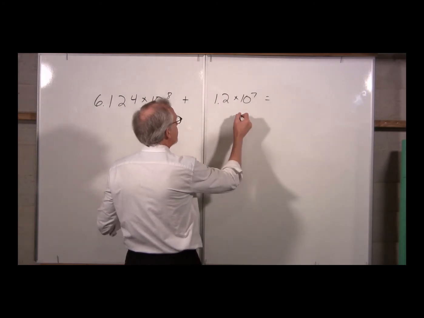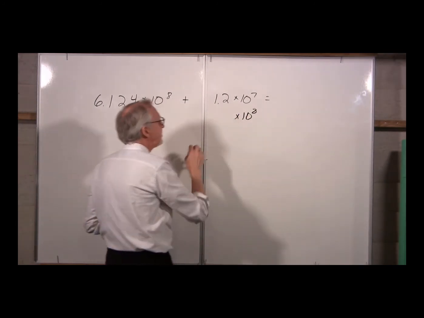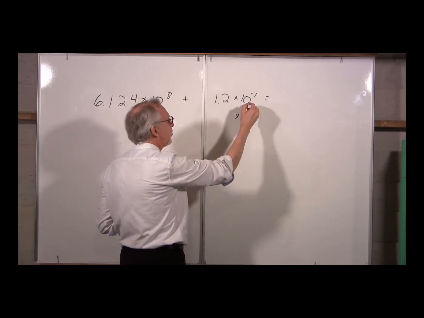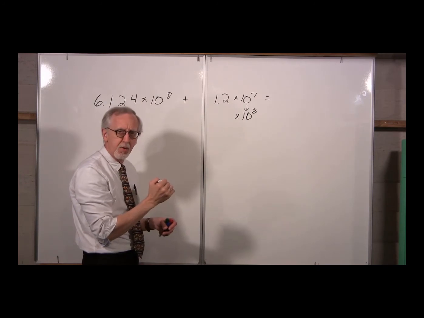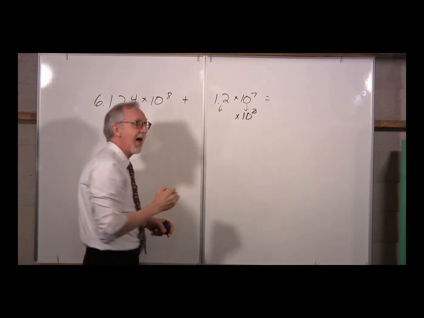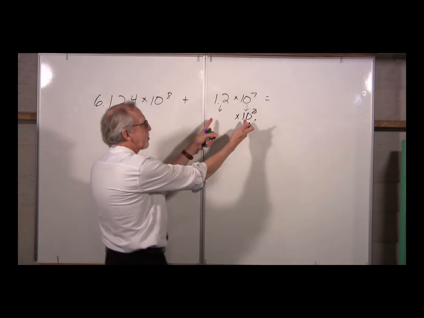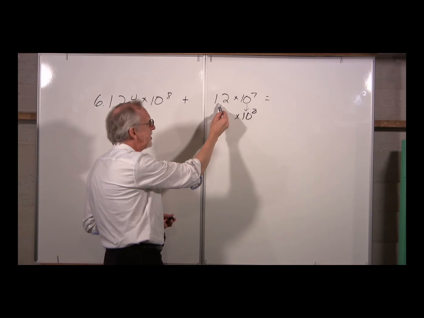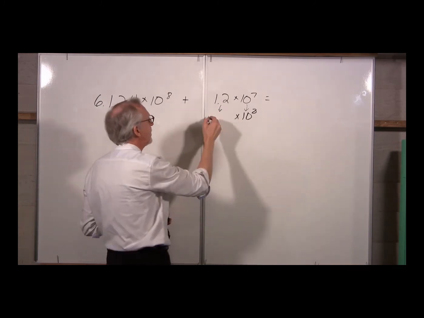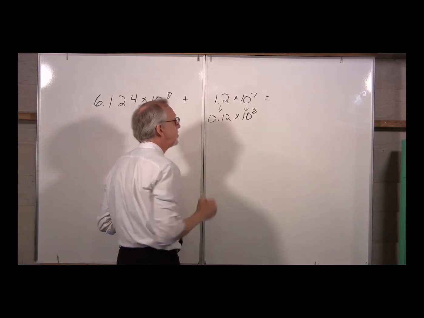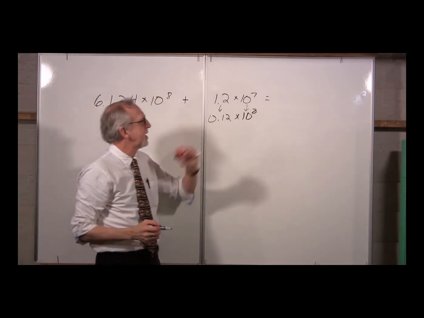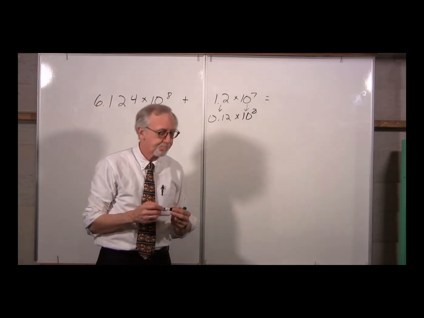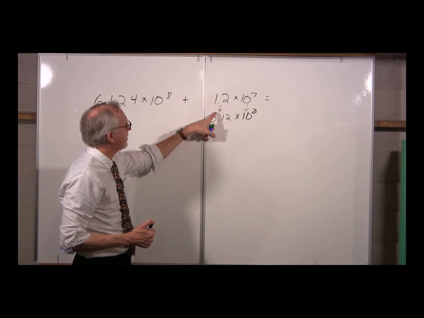So we're going to write this as times 10 to the 8th. And then what do we have to do to this? Well, once again, 10 to the 7th to 10 to the 8th, if we're increasing that by 1 power of 10, we have to decrease that by 1 power of 10 in order for the product to be the same. So we have to decrease this by 1 power of 10, meaning we have to move the decimal point to the left one place. So 0.12. So 1.2 times 10 to the 7th is the same as 0.12 times 10 to the 8th. Okay? Increasing this, decreasing this.